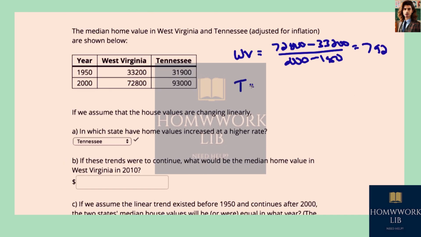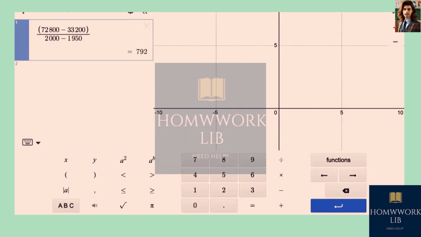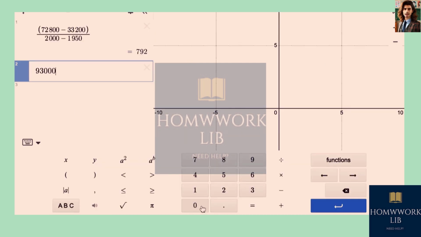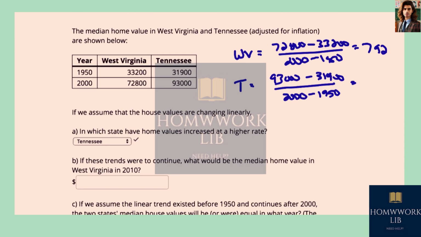For Tennessee, that would go 93,000 minus 31,900 over 2,000 minus 1950, which is 1,222. So Tennessee is changing at a faster rate.